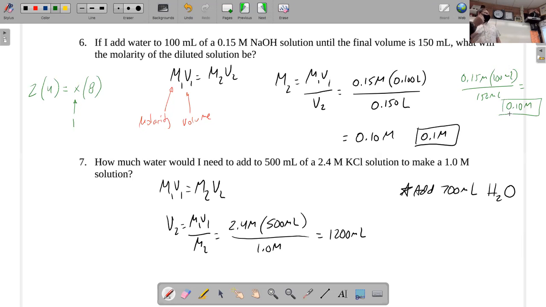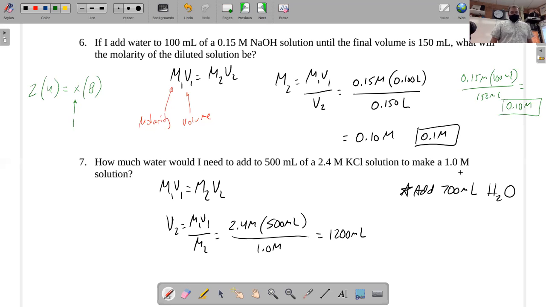And the last one, so this is exactly the same as the lab. How much water do you have to add to 500 milliliters of some solution that's 0.25 molar potassium chloride to make a 1 molar solution? So I want to make the molarity decrease from 2.4 molar to 1 molar.